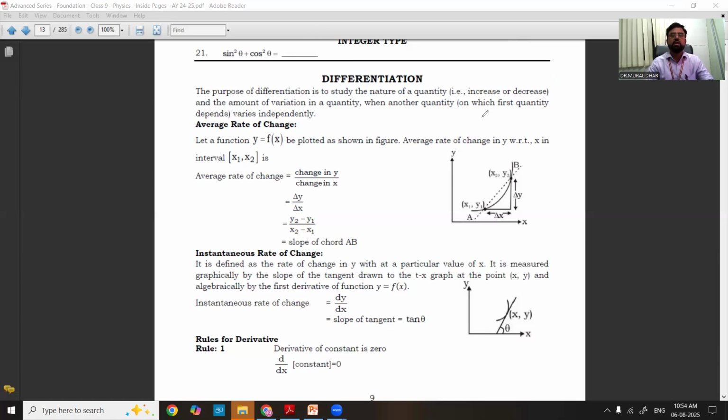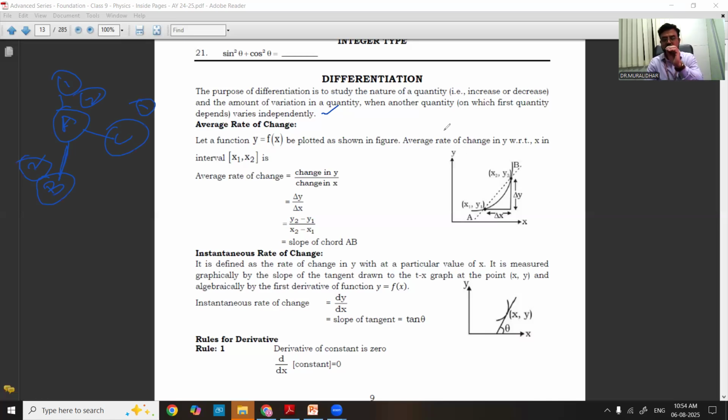This is when the other quantity on which the first quantity depends varies independently. So, for example, A is there, B is there, C is there. When you compare these two, A is number 1, B is number 2. When you compare the same A with C, C is number 1, A is number 2. It's not compulsory that A is always number 1.